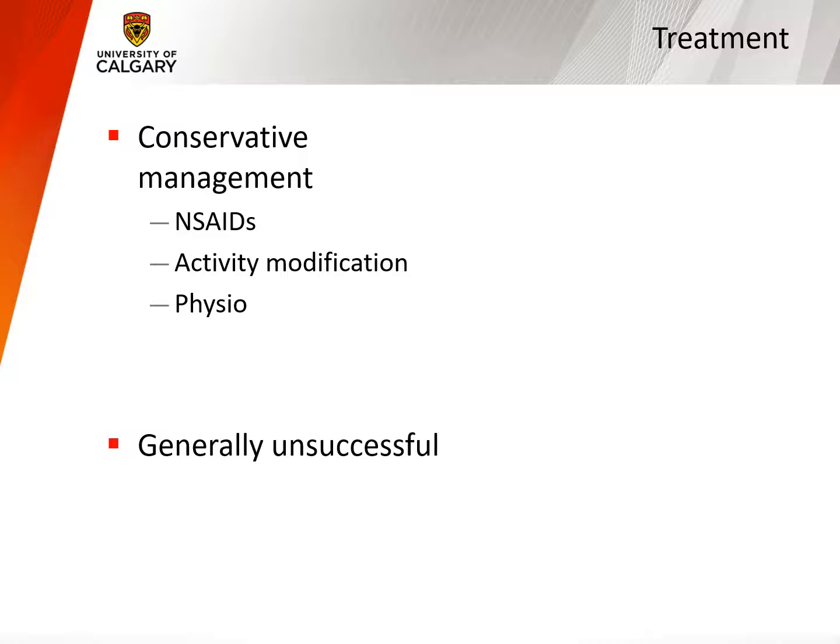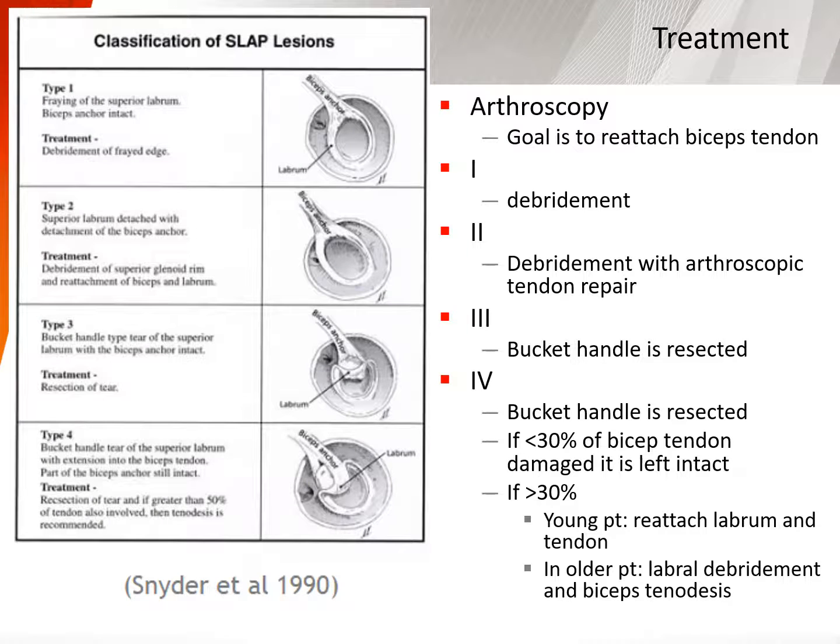Conservative management for SLAP tears includes NSAIDs, activity modification, and physiotherapy, but it is generally unsuccessful. Surgical management is frequently undertaken via arthroscopy. The goal of surgery is to reattach the biceps tendon. The Snyder classification is useful insofar as it helps guide management.